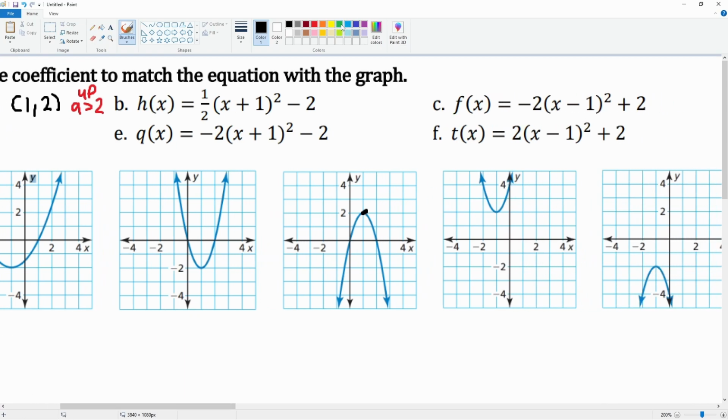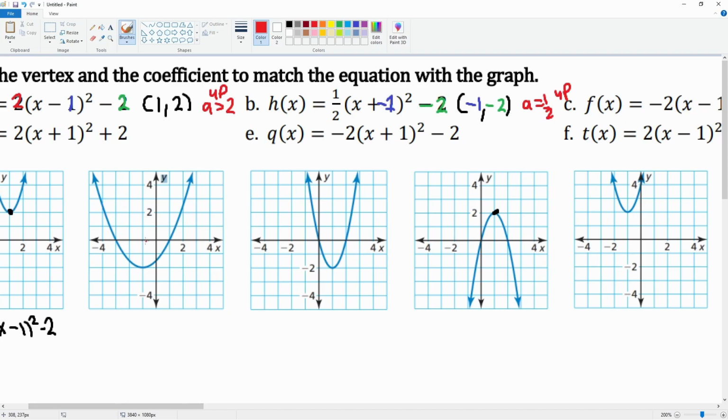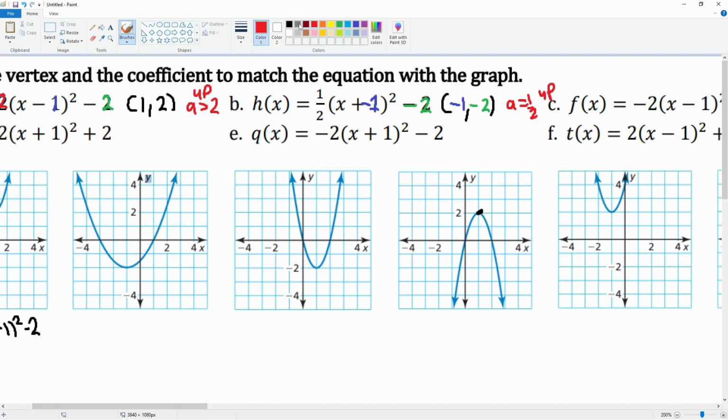Let's do b. So the h here is going to be a negative 1, and then the k here is going to be a negative 2. So that would be the vertex. The a here is 1/2, and it's positive, so it opens up. So let's look for that vertex, negative 1, negative 2, and it opens up. Anything else does that one? Nope, it would be this one. So this would be for b, h of x is equal to 1/2 (x minus 1) squared minus 2.